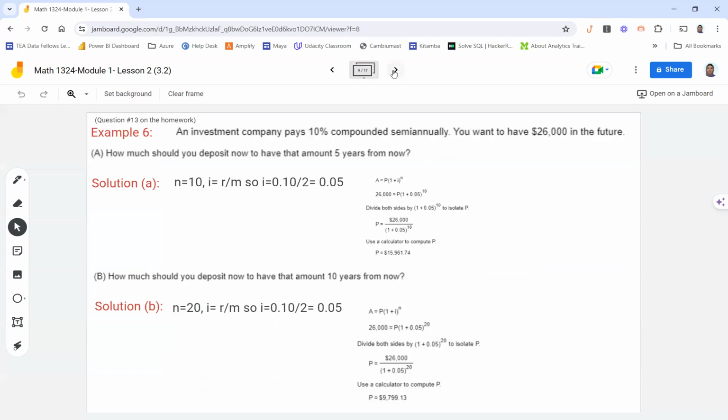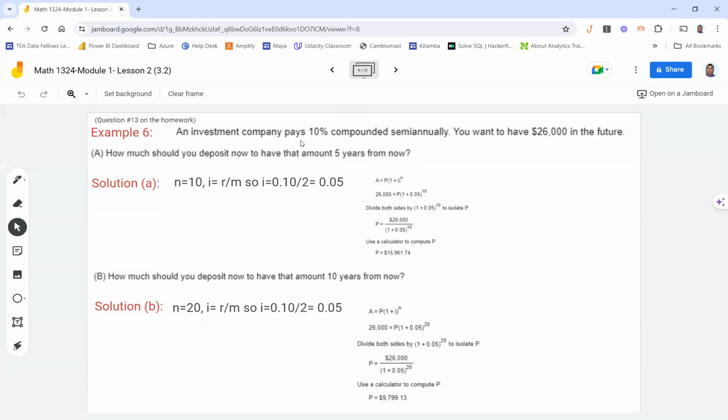Question 6. This is question 13 on the homework. It says, an investment company pays 10% compounded semi-annually. You want to have $26,000 in the future. How much do you want to deposit to have that amount in 5 years from now on?